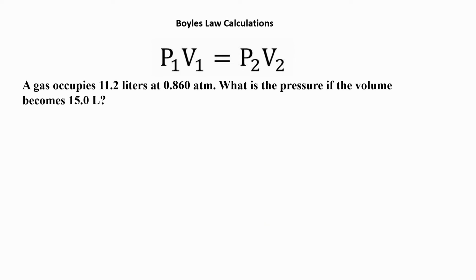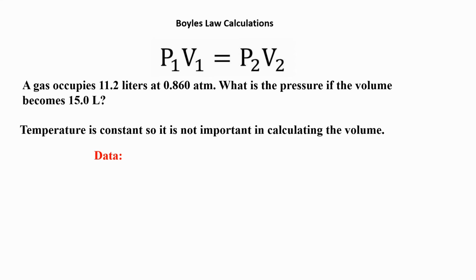Next, a gas occupies 11.2 liters at 0.860 atm. What is the pressure if the volume becomes 15.0 liters? From the data we write, P1 is equal to 0.860 atm. V1 is equal to 11.2 liters. P2 is unknown, and V2 is equal to 15 liters.